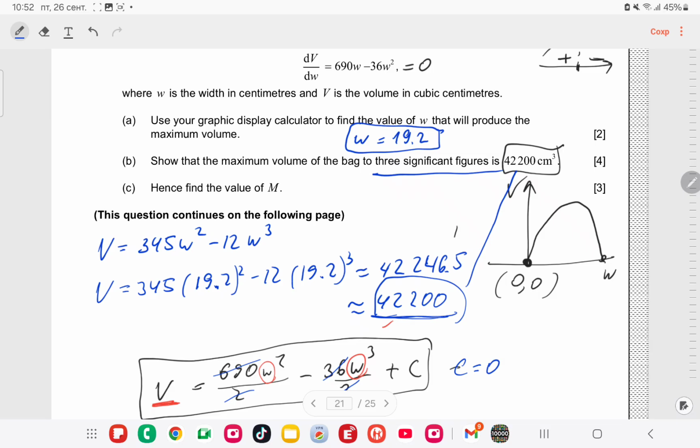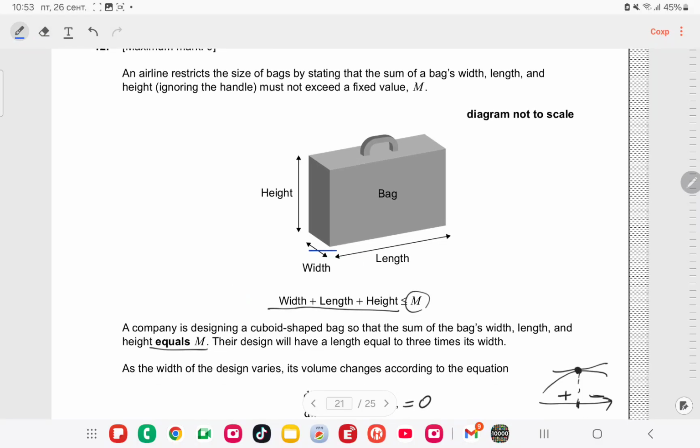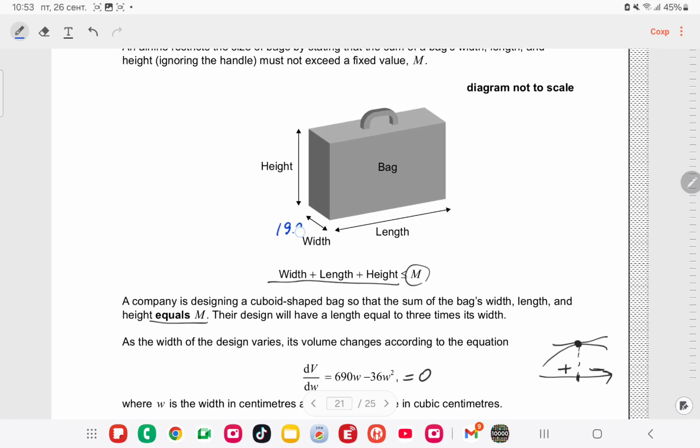Okay, and part C says: hence find the value of m. How are we going to find the value of m? We know the volume of the cuboid. Now we know the width and we know the volume. The width is 19.2 centimeters, and the volume is 42,200, the maximum volume.